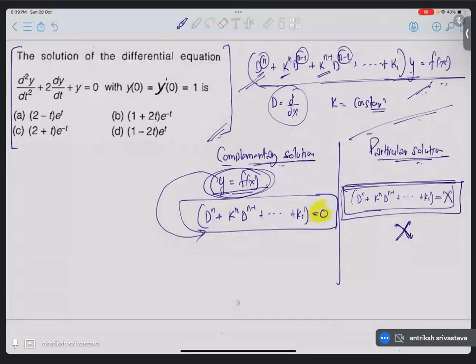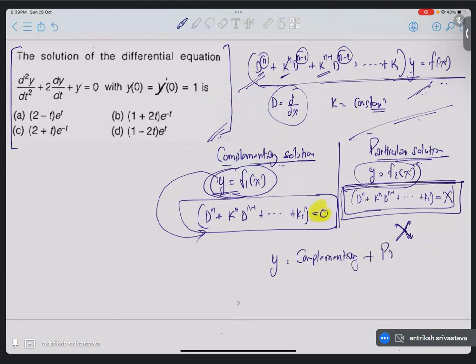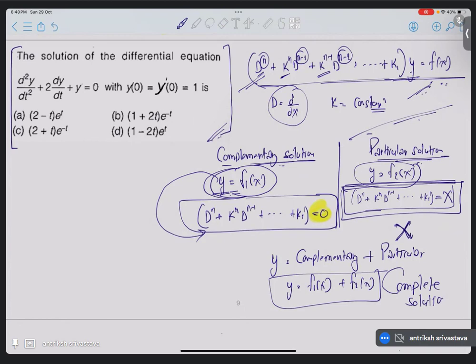Y equal to, let's say, f1x from your complementary solution, y equal to f2x from your particular solution, and the complete solution will be complementary plus particular. So y equal to f1x plus f2x is going to be your complete solution. Okay, so we'll see.